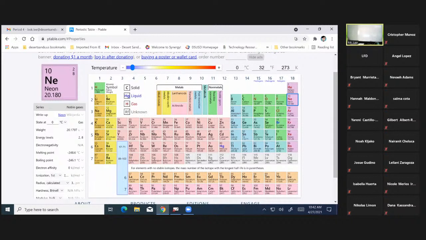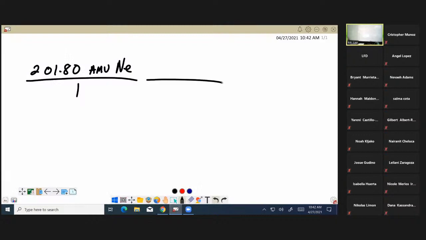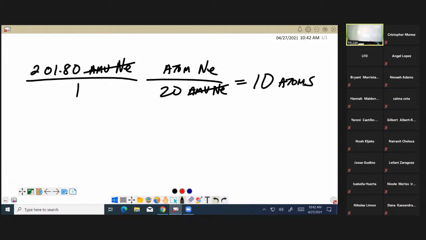20.180. I'm just going to use 20, right? So I'll go back to here. So we know that there are 20 AMUs of neon. I put the AMUs on the bottom so I can cancel out the AMUs in the numerator, right? For every atom of neon. That gives me the number of atoms, right? Because the AMUs cancel out. So 201 divided by 20 is approximately 10. So let's say this is just 10 atoms. Round off the atoms to the whole number because you can't have partial atoms, right? 10 atoms.